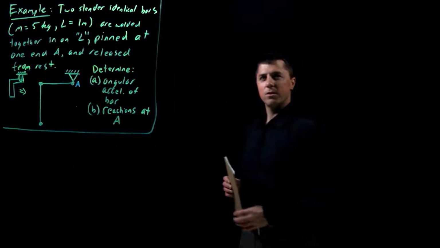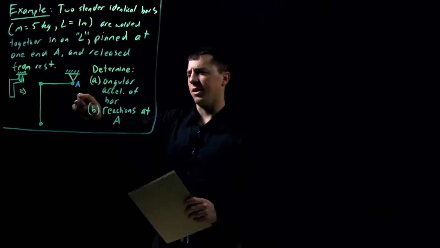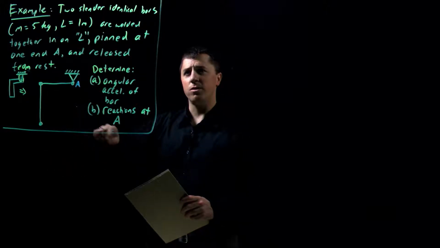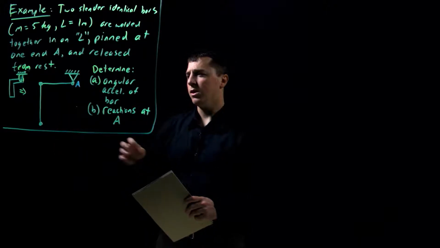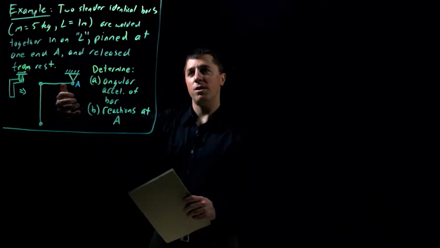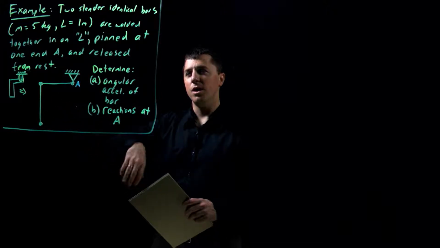Okay, let's get started on this one. Now we've got two slender identical bars in this example that are welded together. They each have a length of 1 meter and they each have a mass of 5 kilograms. Welded together in this shape, put into this position where we've got a pin here at A which allows rotation only in this direction, and then released.